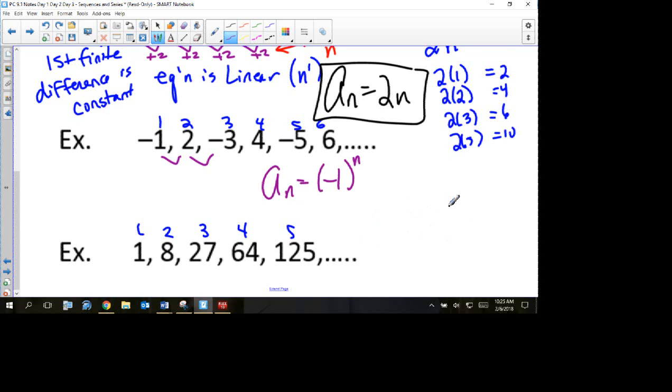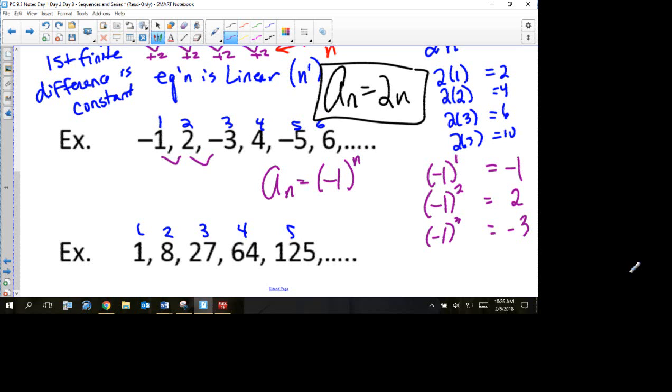If I plug in my first term, 1, does that give me negative 1? If I plug in 2, does that give me 2? Negative 1 squared only gives me positive 1. If I plug in negative 1 to the third, does that give me negative 3? No, it just gives me negative. So I still need to get the 1, the 2, the 3.